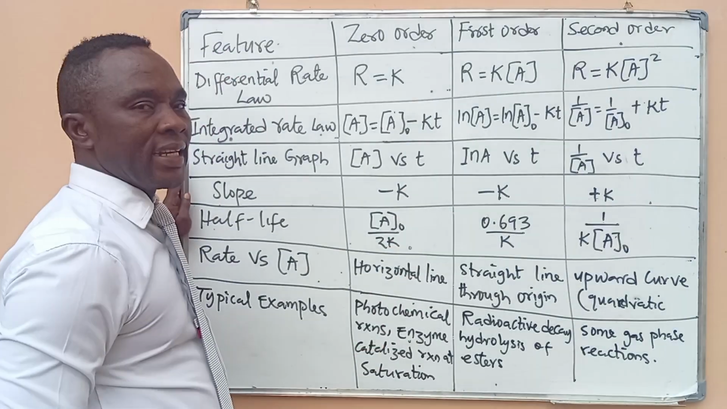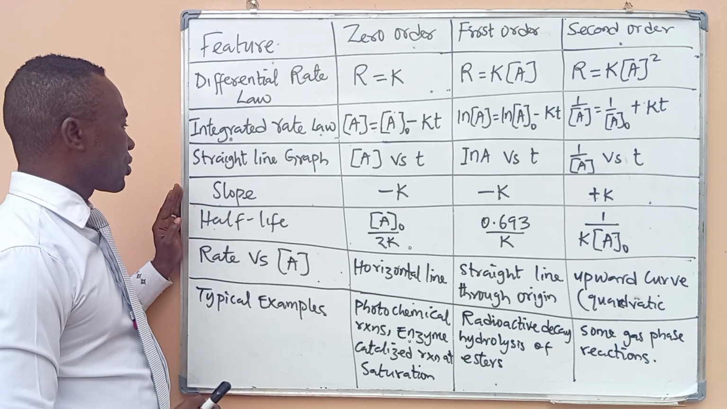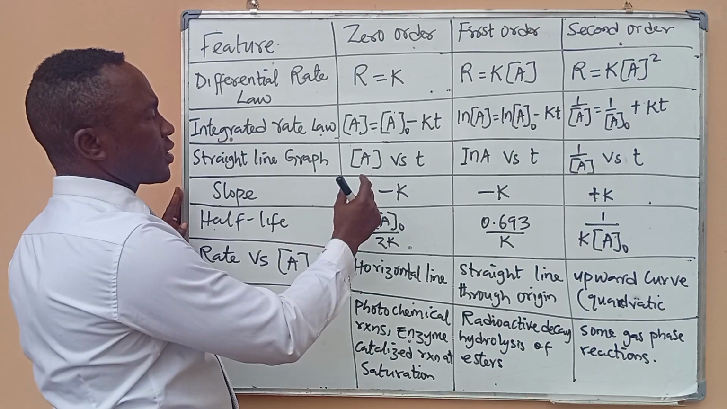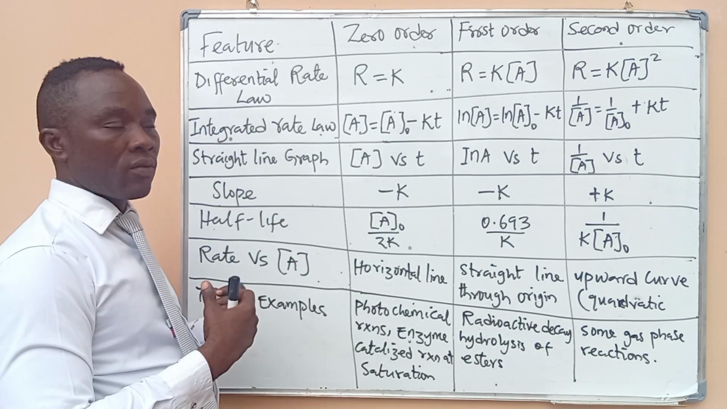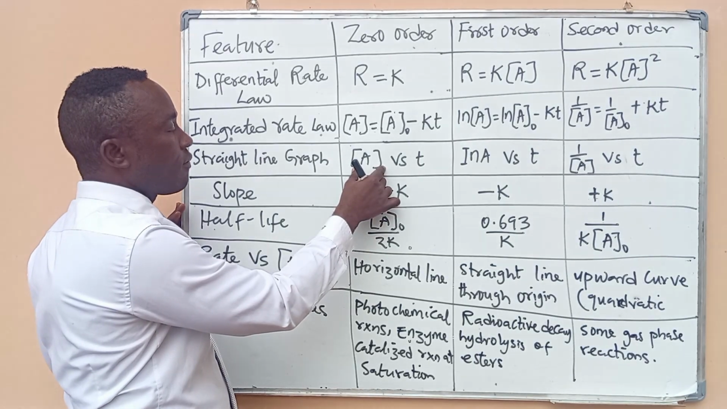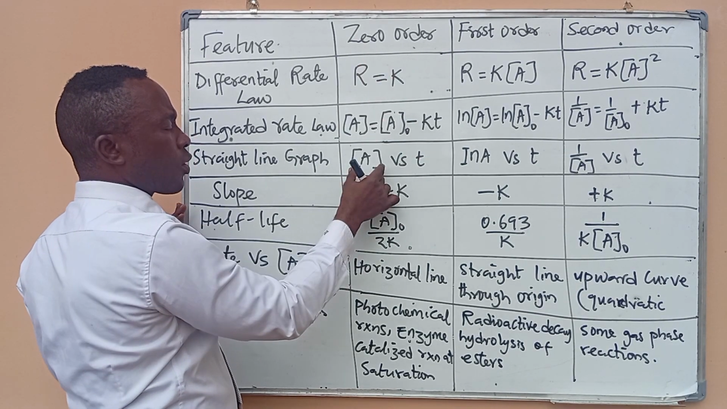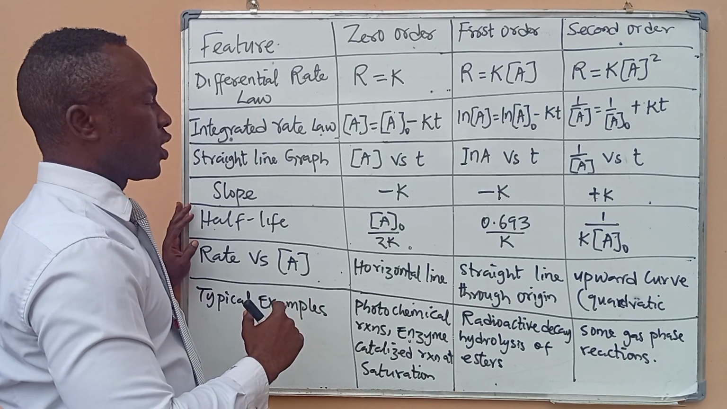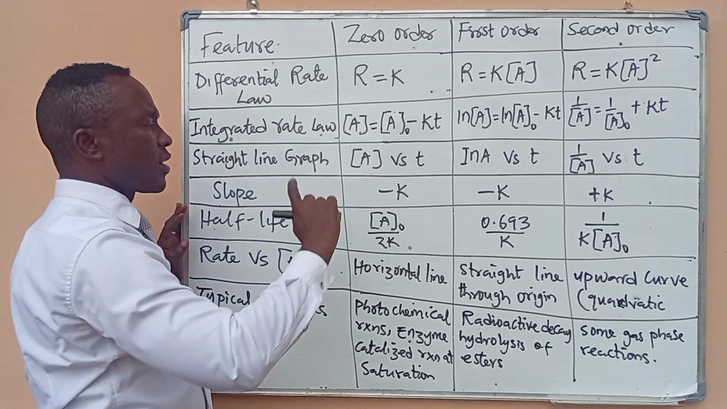So these are the integrated rate laws for zero, first and second order reaction. Then also we have straight line graph. If we want to get the graph of these orders of reaction, for zero order we plot the concentration, that is the final concentration, against time. If we plot final concentration against time and it is a straight line graph, it will show that the reaction is zero order reaction.